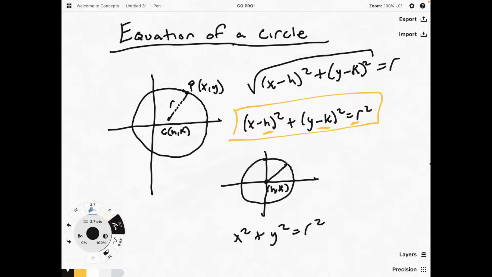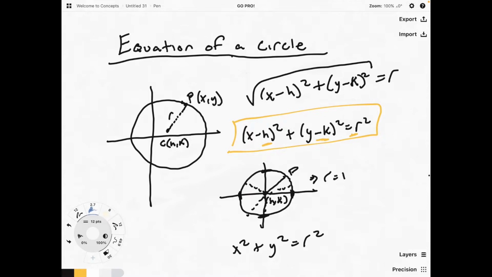If the distance between the center at the origin and P, your point, is equal to 1, therefore r is equal to 1, then this would be considered a unit circle, because everything would be a distance of 1 from that center point.